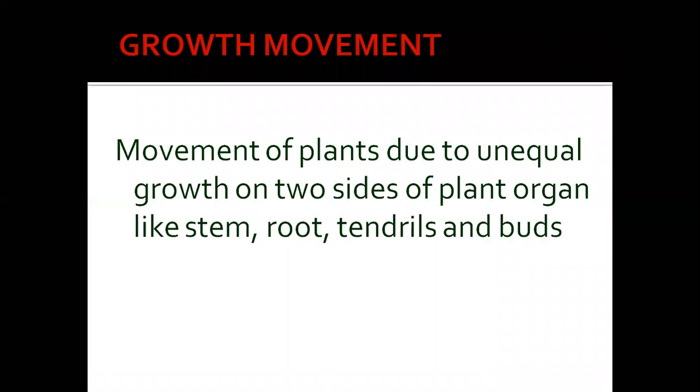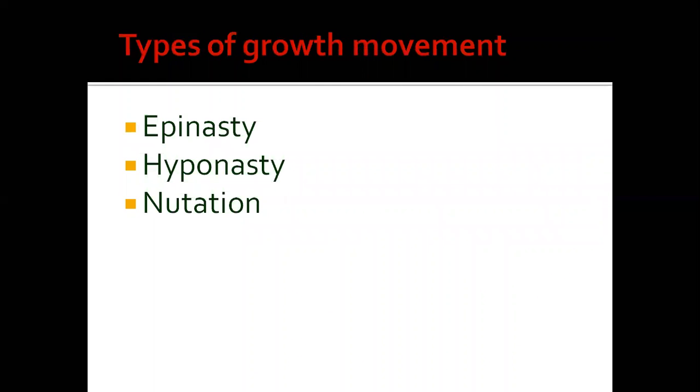Next is the growth movement. It is the movement of plants due to unequal growth on two sides of a plant organ, like the stem, root, tendrils, and buds. Types of growth movement: epinasty, hyponasty, and nutation.